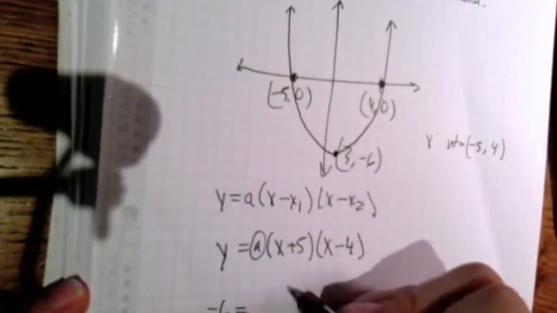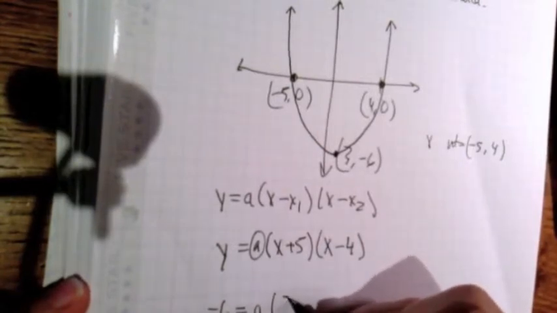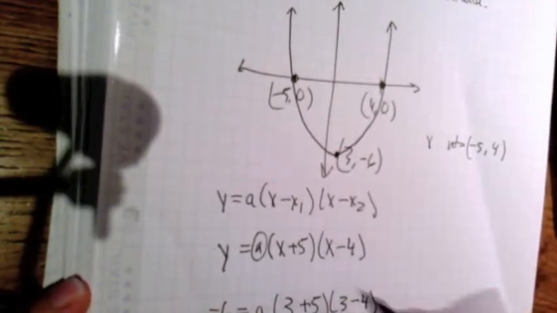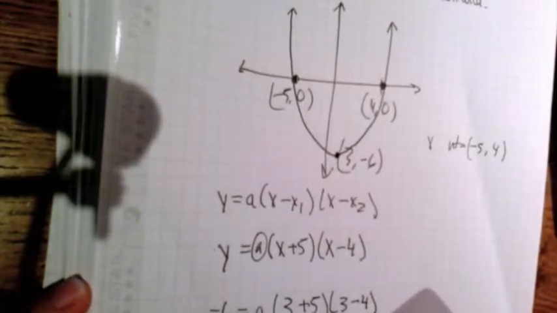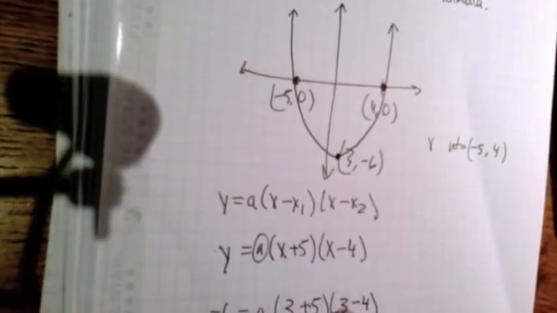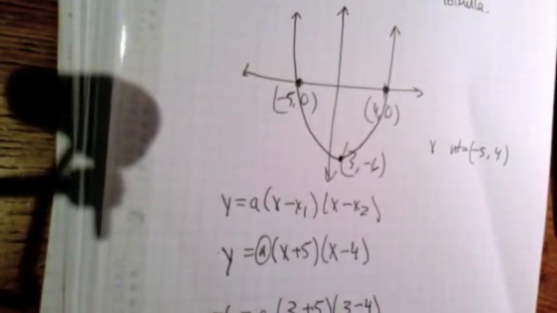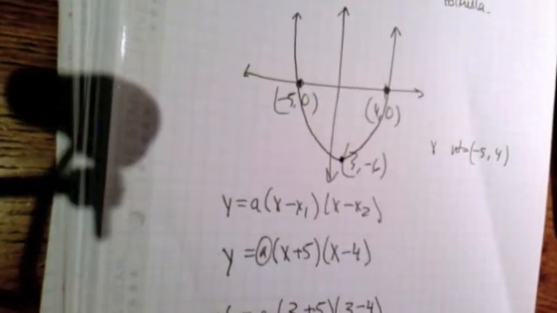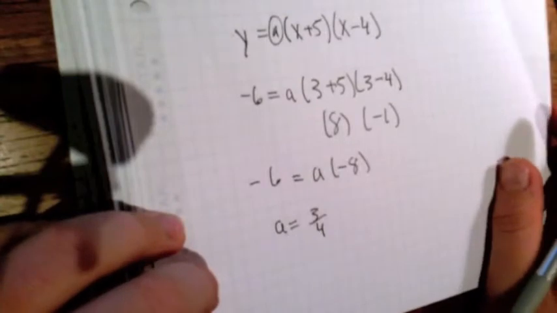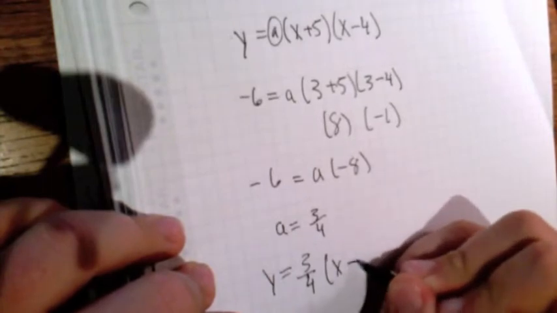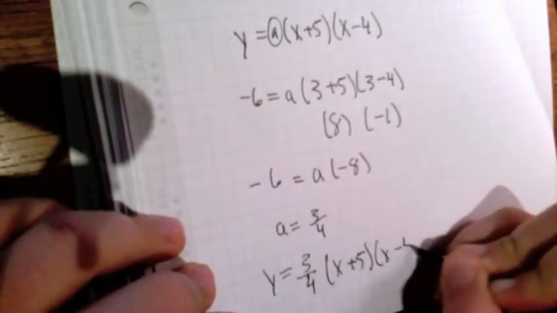So we get -6 equals a times 3 plus 5 times 3 minus 4. So 3 plus 5 is 8. 3 minus 4 is -1. So we get -6 equals a times -8. Divide both sides by -8. So a equals 3/4. So the way we would write our final equation would be y equals 3/4 times x plus 5 times x minus 4.